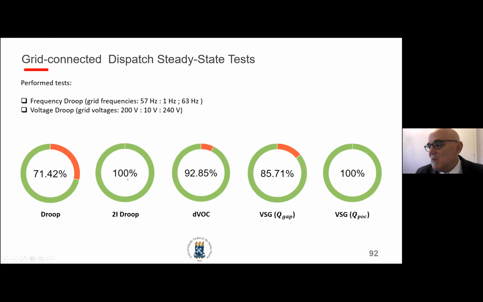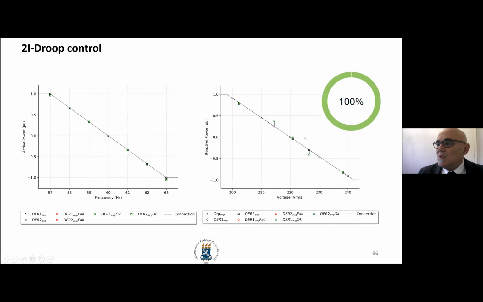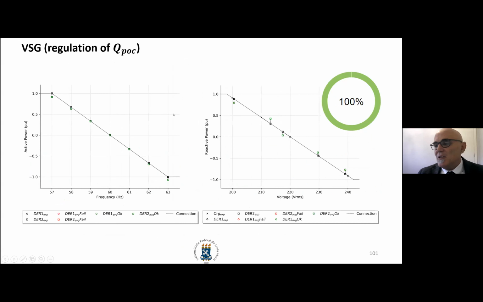So this is one important point. Here the frequency has been changing from 57 to 63 hertz, and the voltage has been increased from 200 volts to 240, and the results are summarized over here. Here is not bad. The virtual synchronous generator with the feedback of the reactive power at the PCC also did well. So this is the results. Each one of those points had one simulation that has been captured, analyzed, and plotted.